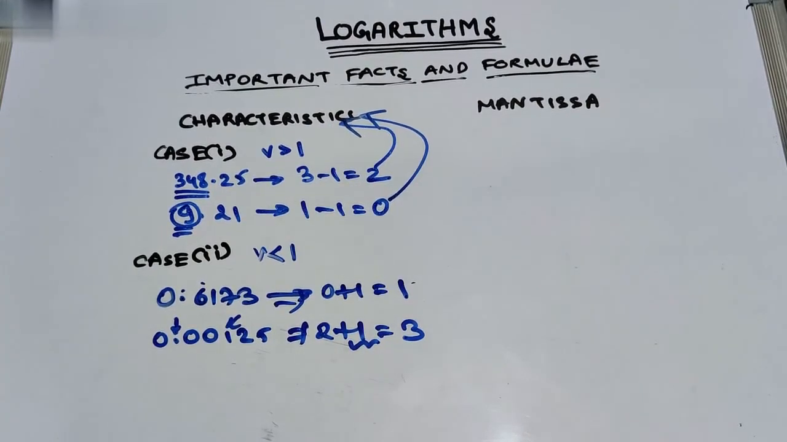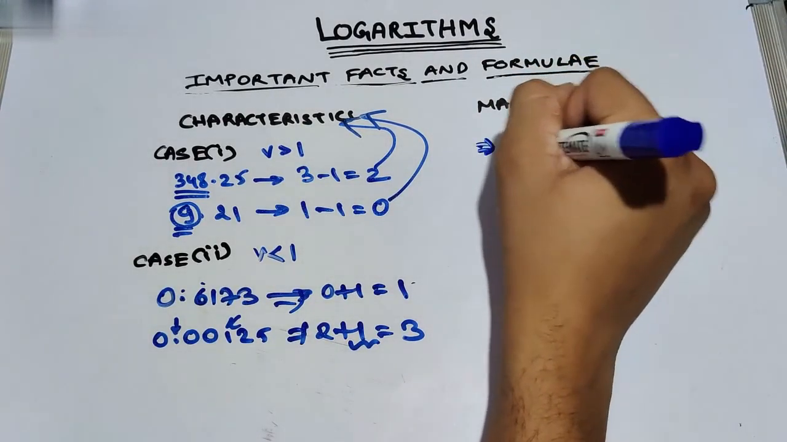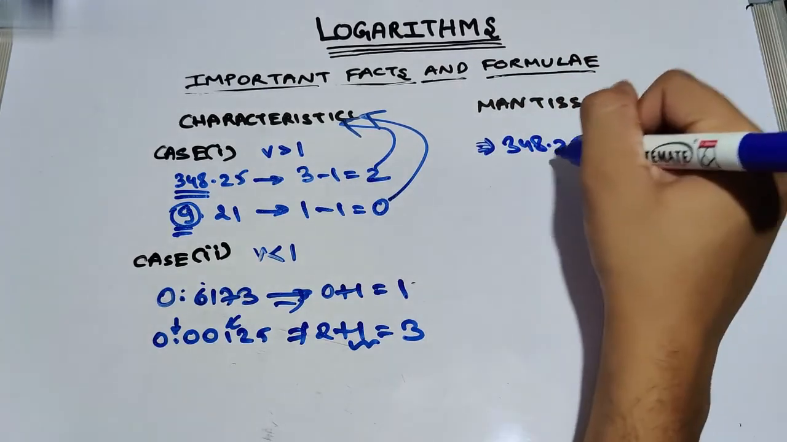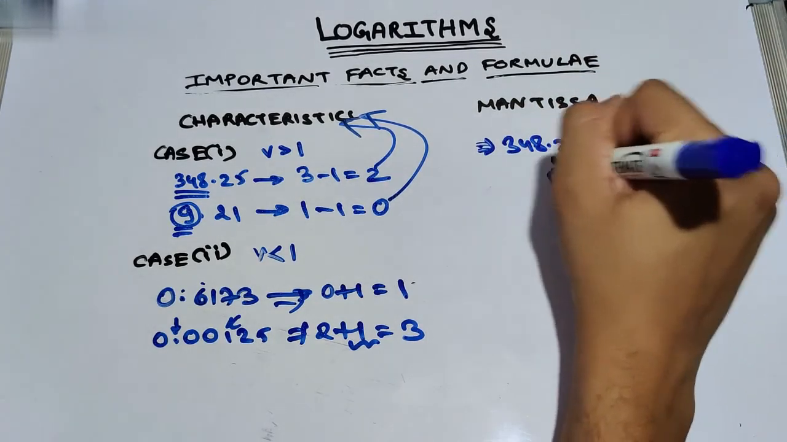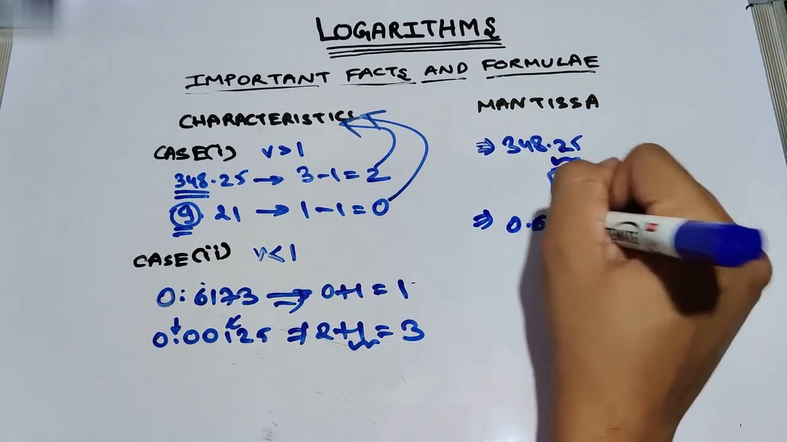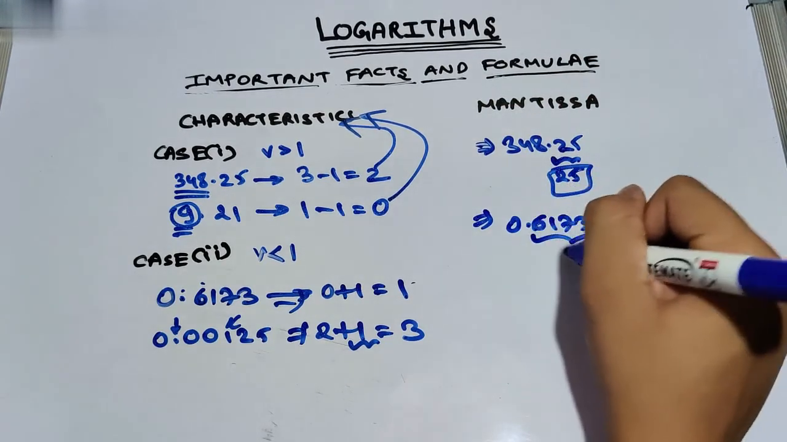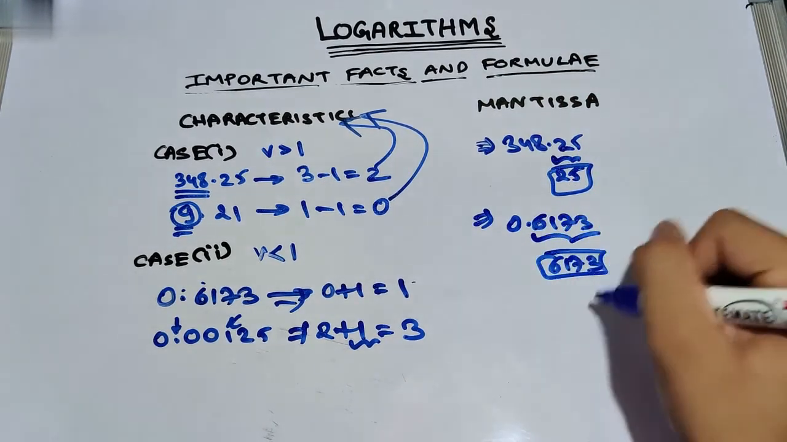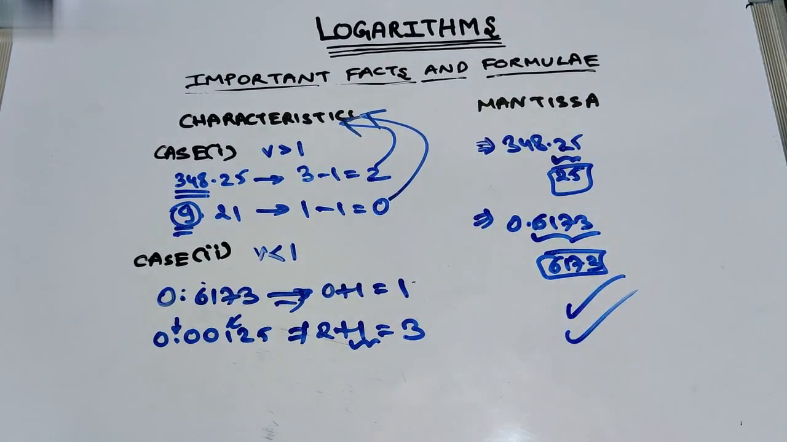Now mantissa is very simple. It states that the decimal part of the logarithm of a number is known as mantissa. For example, if the number is 348.25, then the mantissa will be simply 25. And if the number is 0.6173, then the mantissa will be simply 6173. So with this we end the chapter, covering all the properties and this important portion on characteristic and mantissa of logarithm.